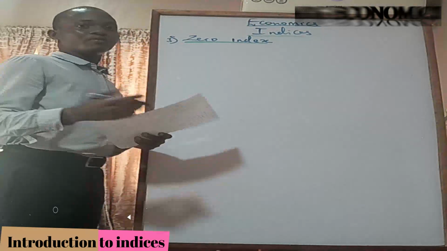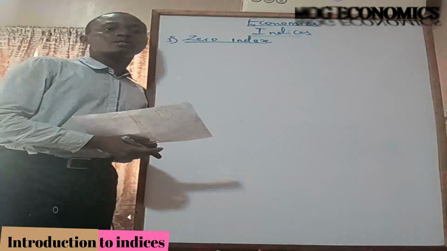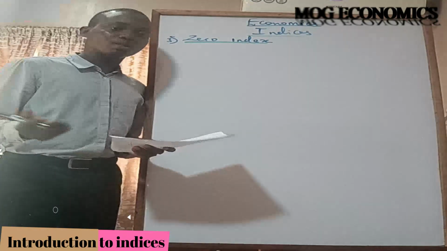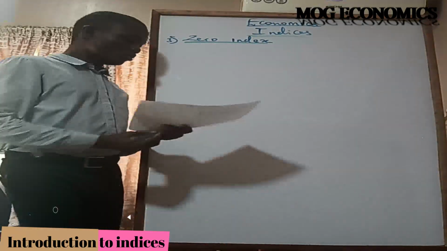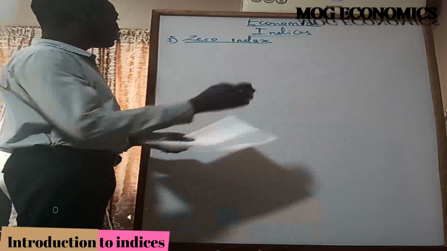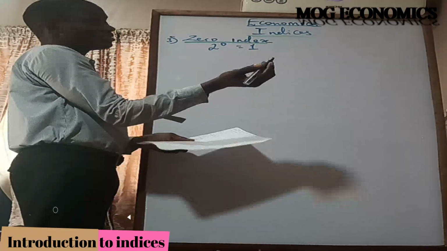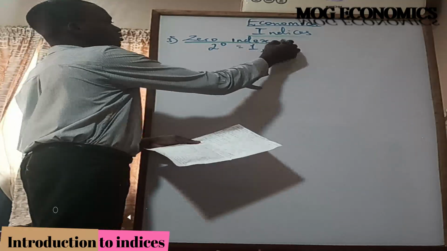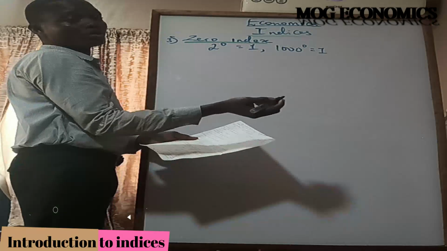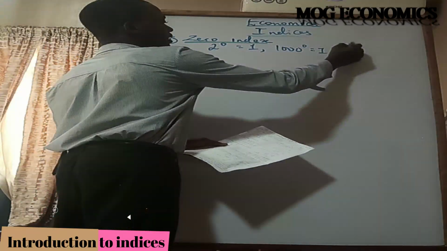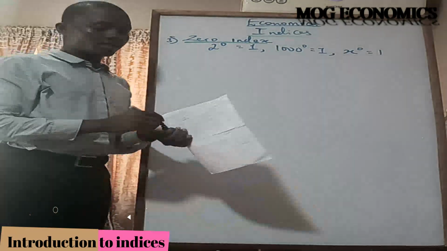Our third rule for today is that of zero index. What does zero index say? It says that once you have a base raised to power 0, the answer is 1, except 0 itself though. So if you have 2 raised to power 0, this is equal to 1. Or if you have 1000 raised to power 0, it is still equal to 1. 1 raised to power 0 also is equal to 1. x raised to power 0 is still equal to 1. That's what it is trying to tell you.